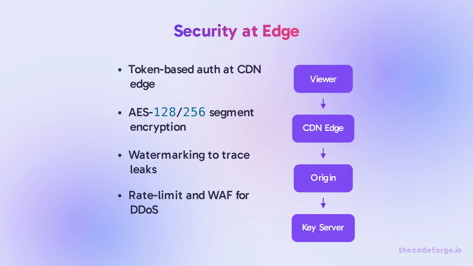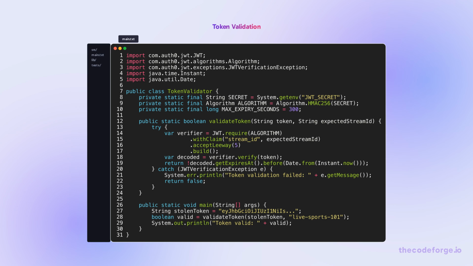Secure live streams with token authentication, segment encryption, and watermarking. Use a web application firewall and rate limiting to mitigate DDoS attacks. This code validates a JWT token for stream access. It checks the stream ID and expiry. A stolen token would fail validation.